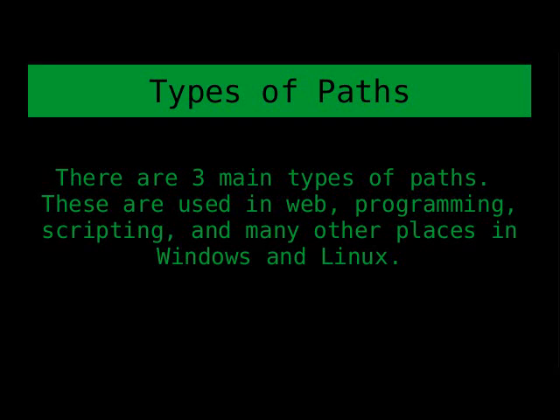So there are three main types of paths. They are used in web, programming, scripting, and many other places throughout Windows and Linux, configuration files, and all kinds of other places. So this is good to use if you're into any type of technical or configuration work. If you're interested in learning programming, scripting, web, any of that, this is very useful stuff. We're going to look at this.